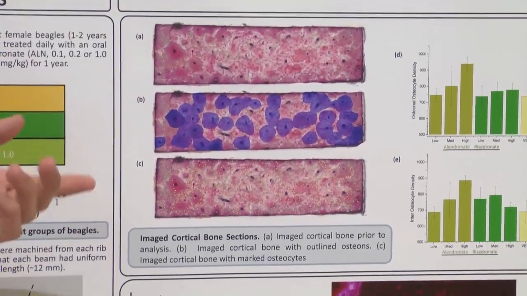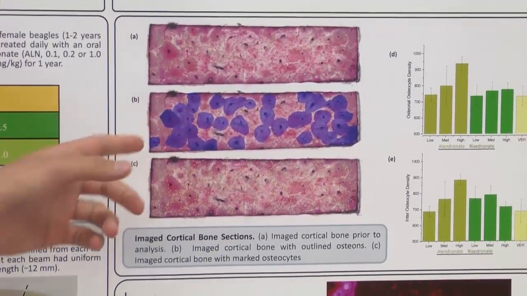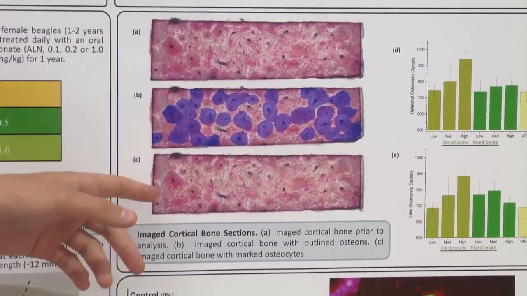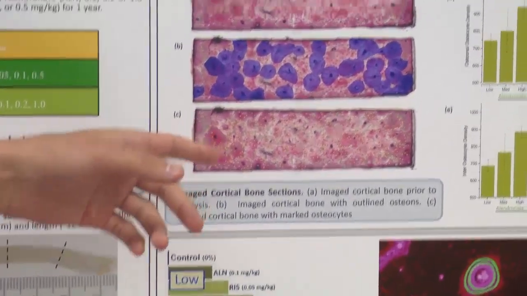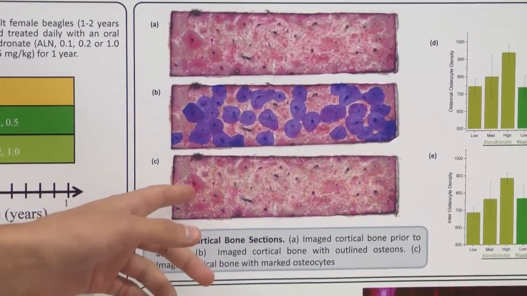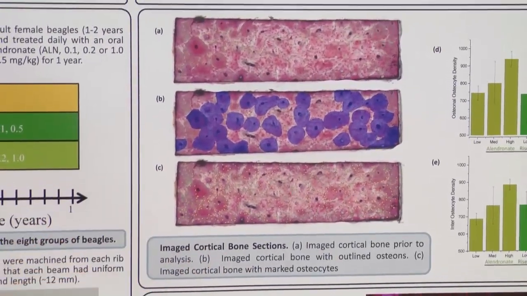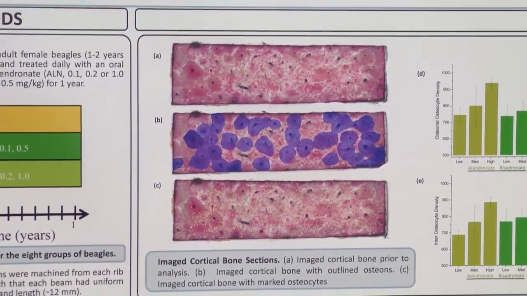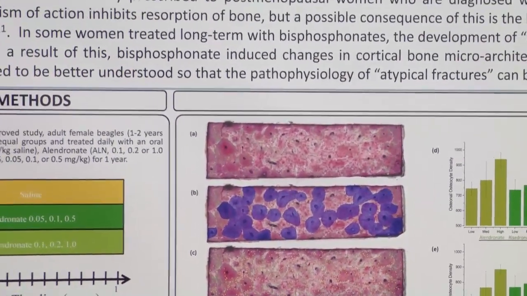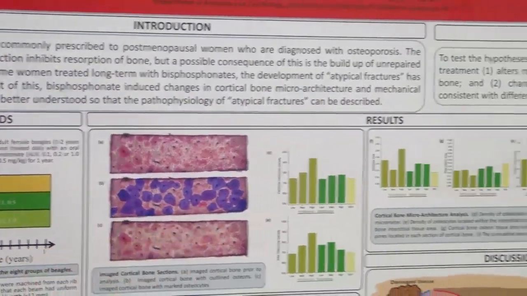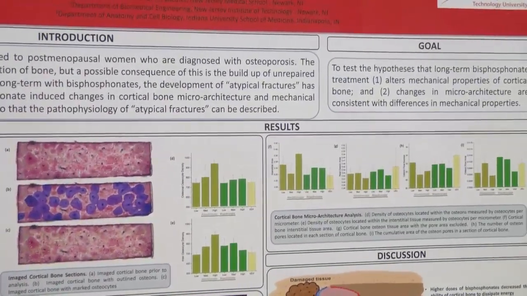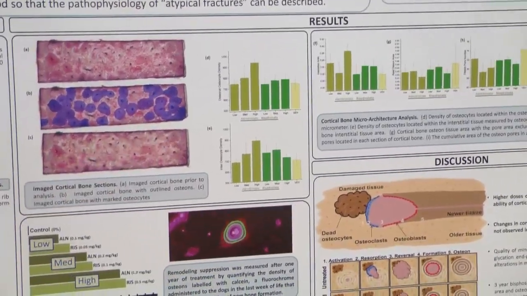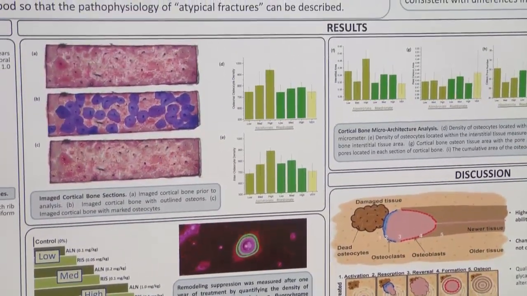So we used Photoshop to then outline the different features of the bone. Here, these are osteons that we found. And then here are something called osteocytes, and they're broken up into interstitial osteocytes and osteonal osteocytes. And then we analyzed the quantity and the quality. And what we found was that in the animals treated with bisphosphonates for 1 year, there seemed to be a trend that there was an increase in the amount of osteocytes present in the bone.